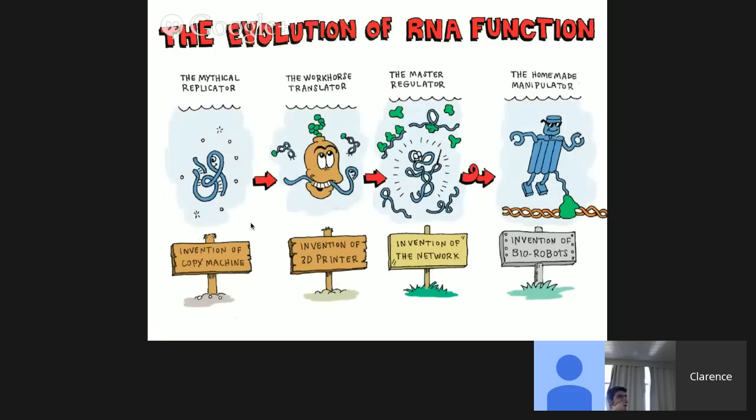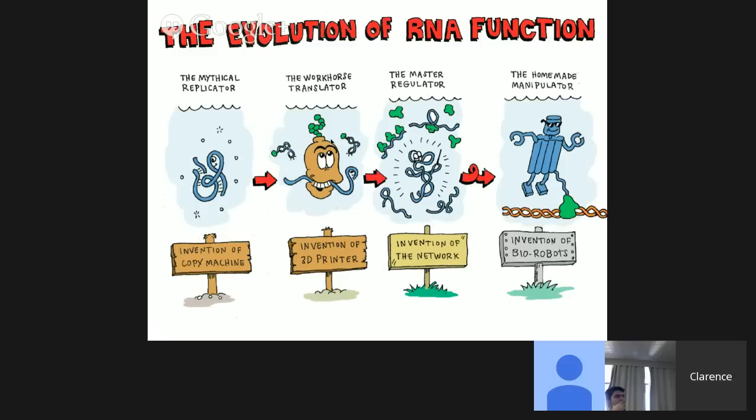Okay, so now I want to turn a bit away and give you a big overview of what RNA does and how it has evolved function. Actually, RNA has a central role in the initiation of life on Earth. That's what has been proposed, where RNA was the first molecule to figure out how to copy itself. And that gave rise to the whole evolution of life. So that's an early invention of RNA structure.